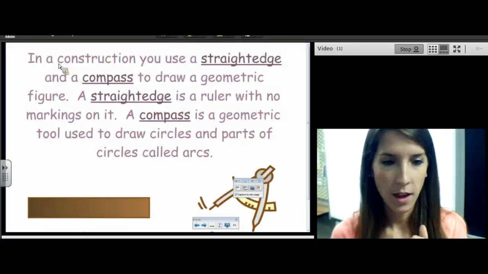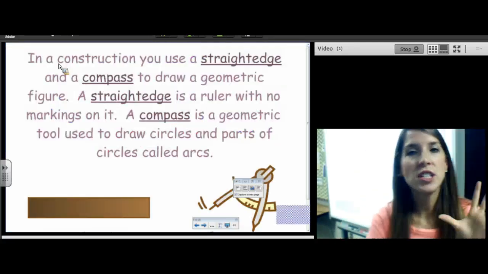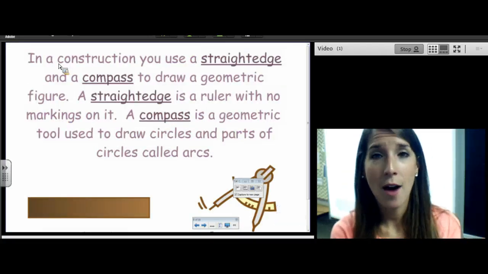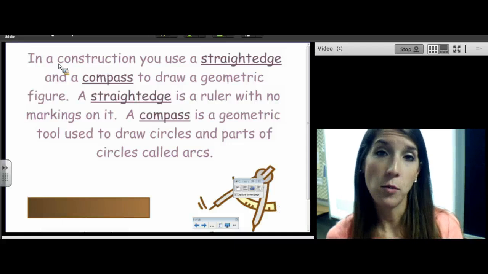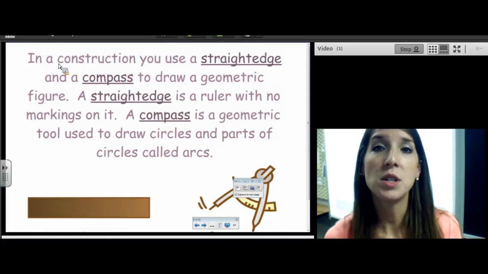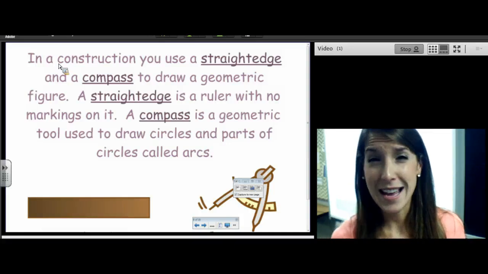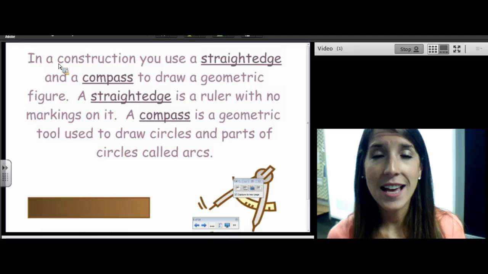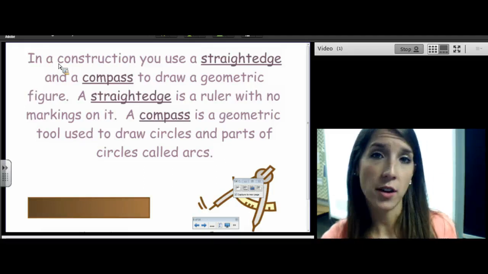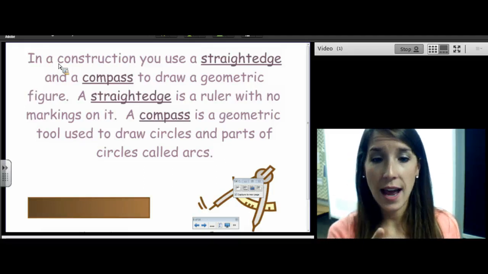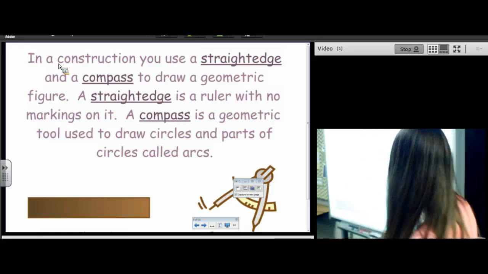324/5. Okay, constructions are used to find out how geometry works, and they're also used to prove geometric ideas and principles. In a construction, for it to be a true construction, you're using a straight edge and a compass.